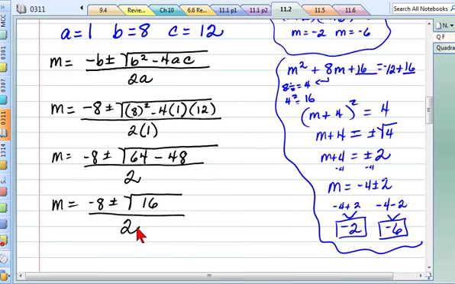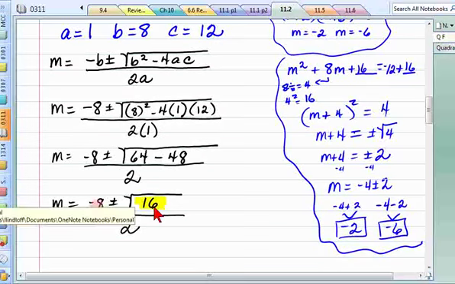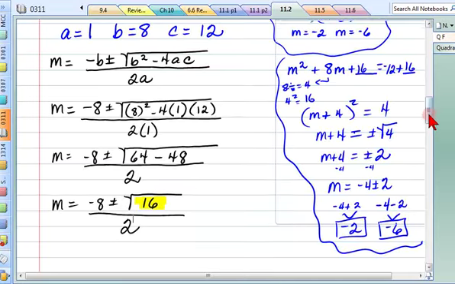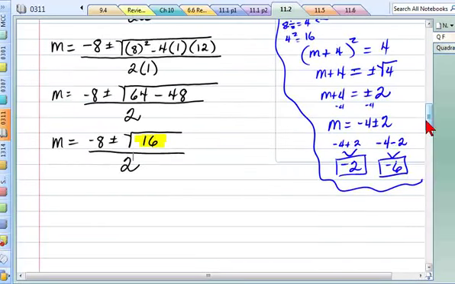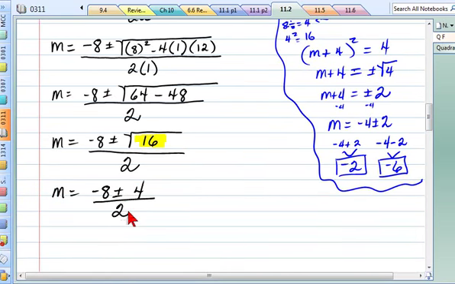Now, the type of answer you're going to get is totally dependent on the kind of number that's under the radical. If it's a positive number, you're going to get real answers, and if it's negative, you're going to get imaginary answers. If it's a perfect square, you're going to get rational answers, and if not, you're going to have radicals left over. So it all depends on the kind of number under there. What is 16? Perfect square? So M is equal to negative 8 plus or minus the rational number 4 over 2.